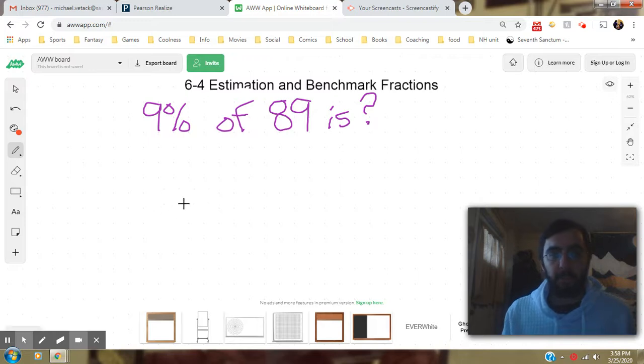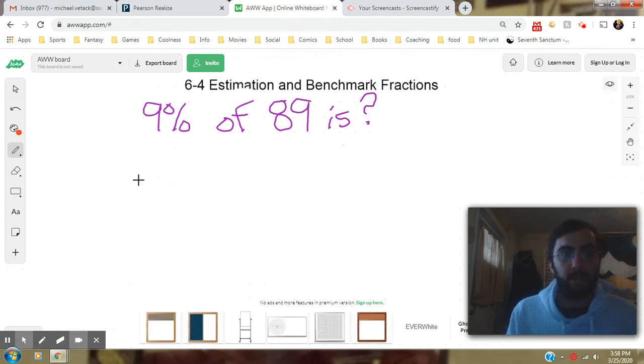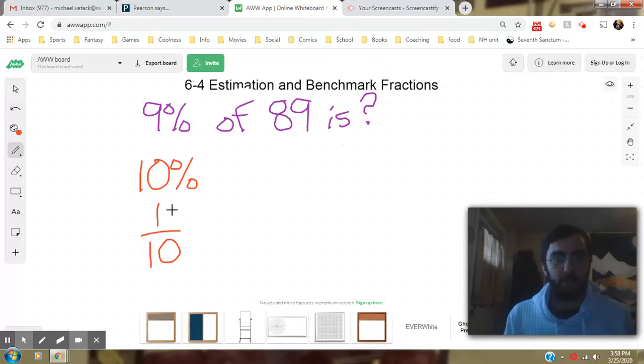All right, so we have another example here. 9% of 89 is what? So again, we have the 9%. We want to change it to a number that works a little easier for us. So let's change that to 10%, which, as a fraction, is 1/10. All right, so another fraction that's easier to work with.